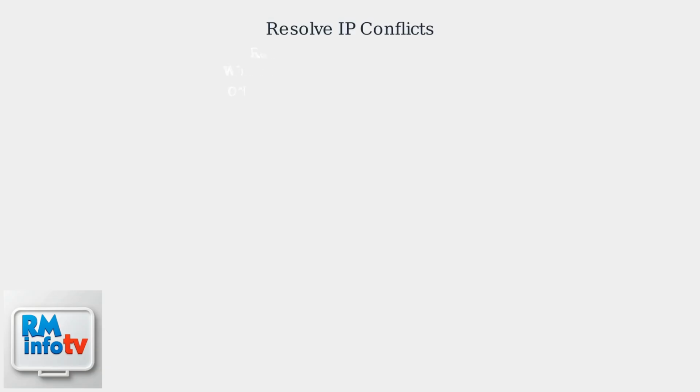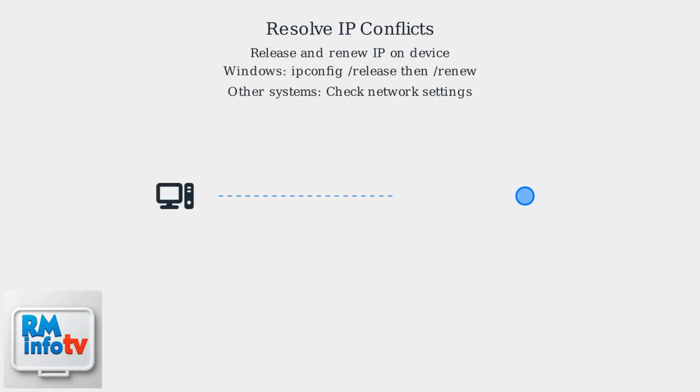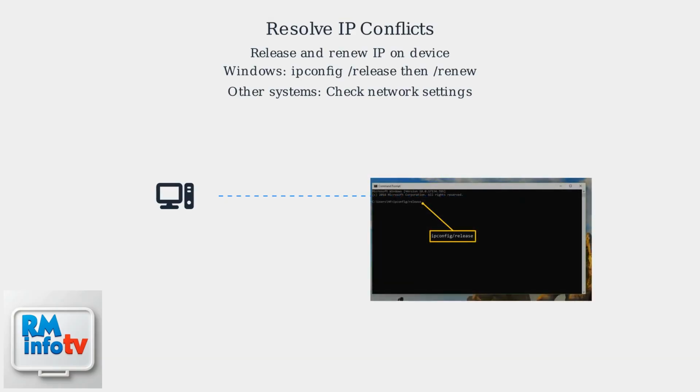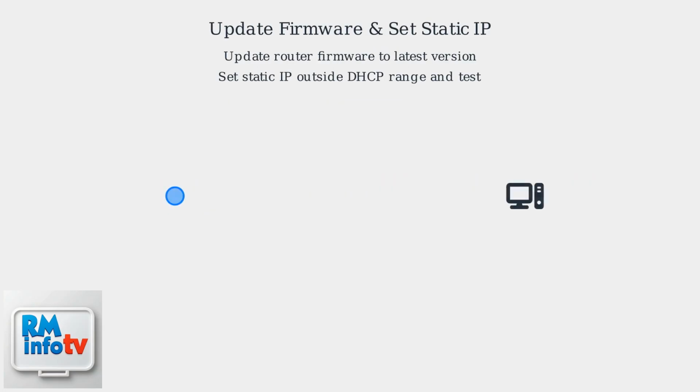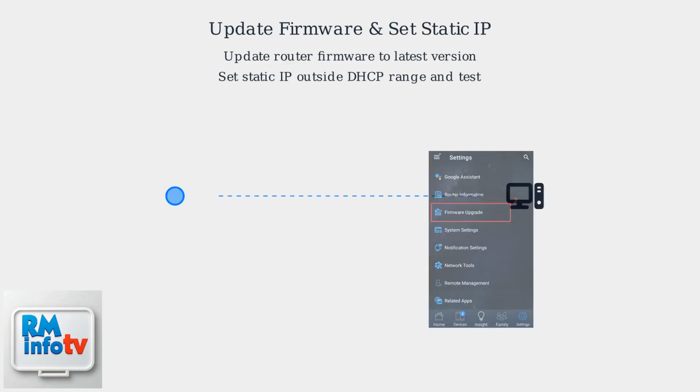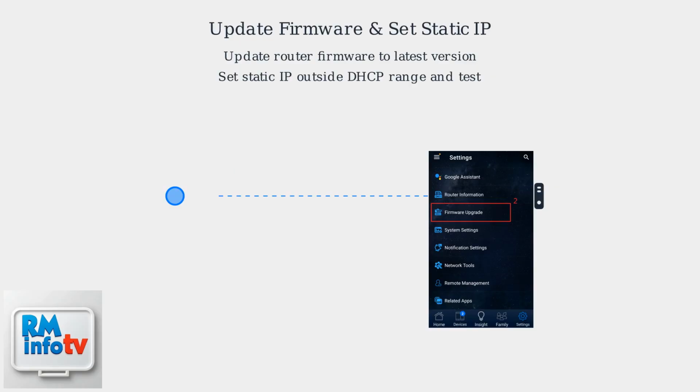If you suspect an IP conflict, release and renew the IP address on your connected device. On Windows, use command prompt with ipconfig /release followed by ipconfig /renew. For other systems, check network settings for similar options. If issues persist, update your router's firmware to the latest version to fix connectivity problems. Alternatively, set a static IP address outside the DHCP range on your device and test the connection.